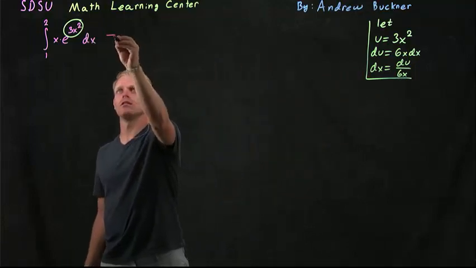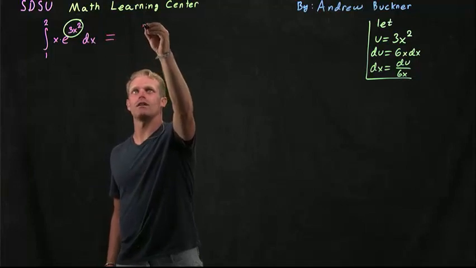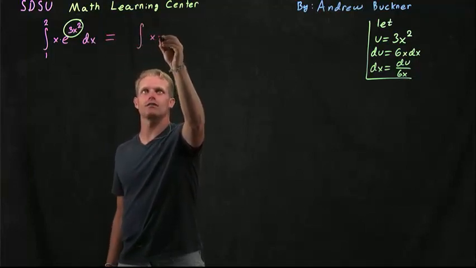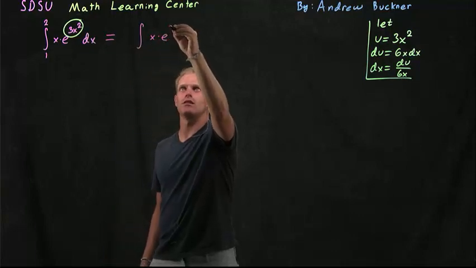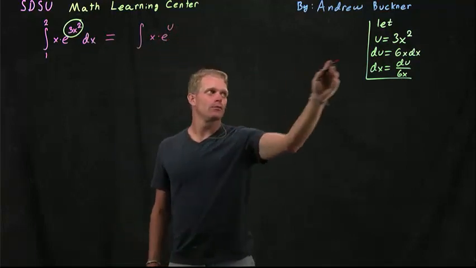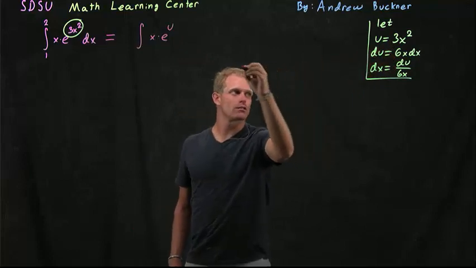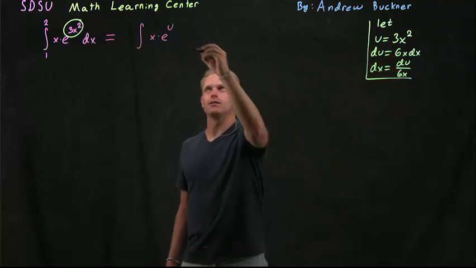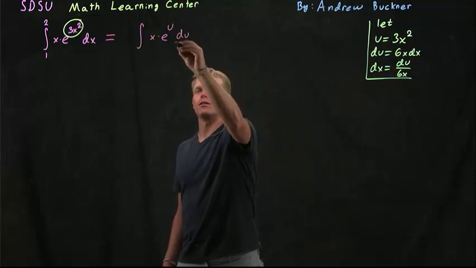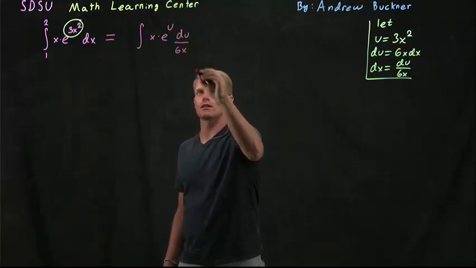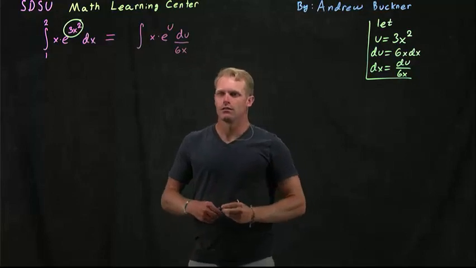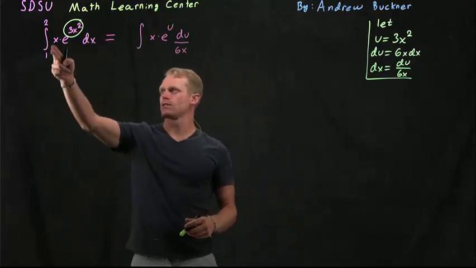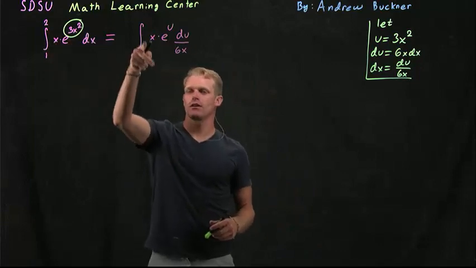integral, where I've got now my definite integral, but we'll get to that in a sec, of x times e to the u, which I substituted in for my 3x squared. Now I've got my dx, and I see that I've got my du over 6x.